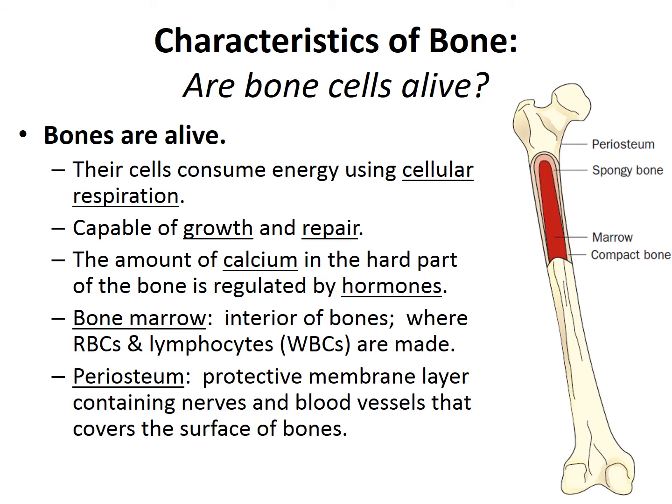And then we've got the periosteum, which is a protective membrane layer that surrounds the bones, containing nerves and blood vessels. That's what keeps the bones moist and aids in repair. So from last unit, when we talked about bones having a greasy feeling, that's the periosteum that you would be feeling on the outside of the bone.